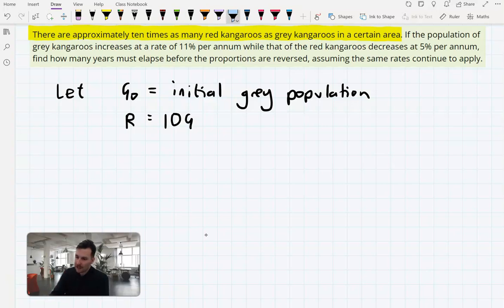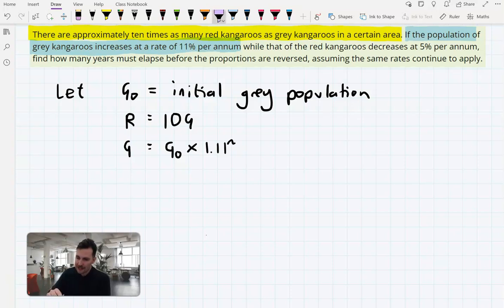Now we've got: the population of grey kangaroos increases at a rate of 11% per annum. Okay, let's do something with just that bit of information. The number of grey kangaroos at a particular point is going to be equal to the initial number that we start with. And if it's increasing at a rate of 11% per annum, that's where we think, okay, our a value has got to be greater than 1. So let's multiply it by 1, but it's not greater than 1 yet. That's why I'm going to add on my 0.11, which is going to account for that 11% increase. We'll raise that to the power n for the number of years that pass as well. So that's our grey kangaroos.